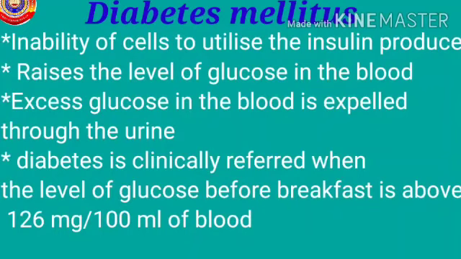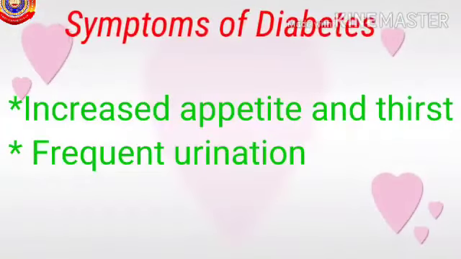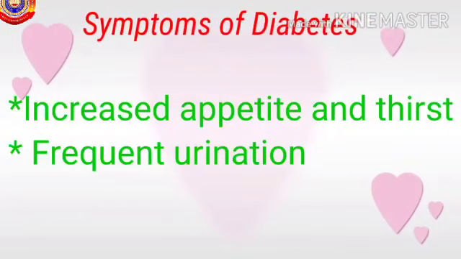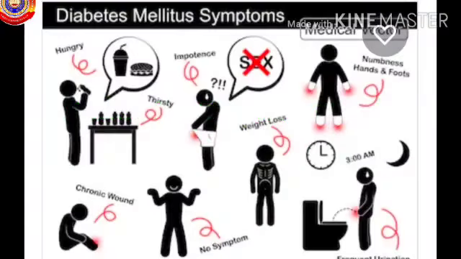When the level of glucose before breakfast is above 126 milligram per 100 ml of blood, that person is diabetic. The symptoms of diabetes are increased appetite and thirst, and frequent urination.